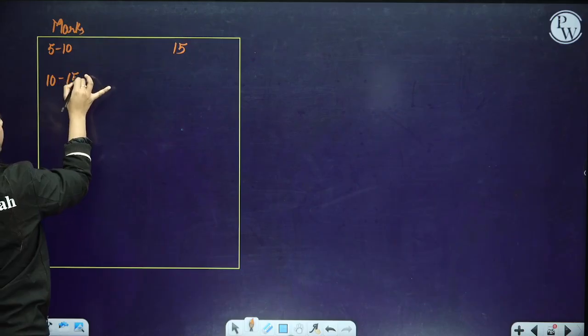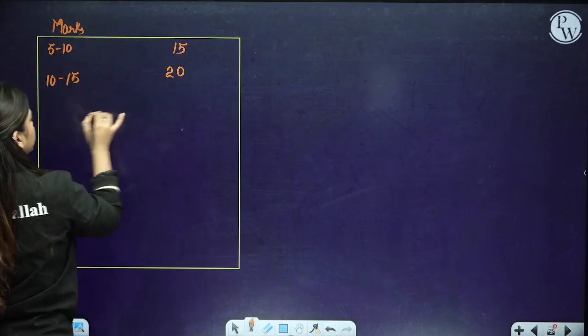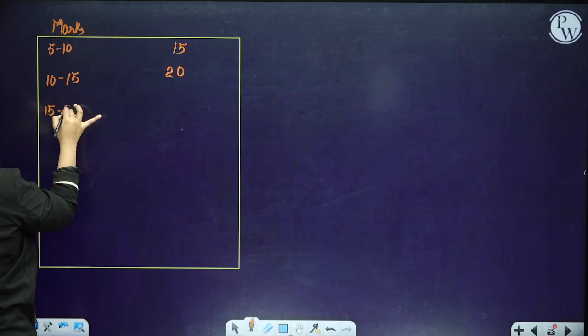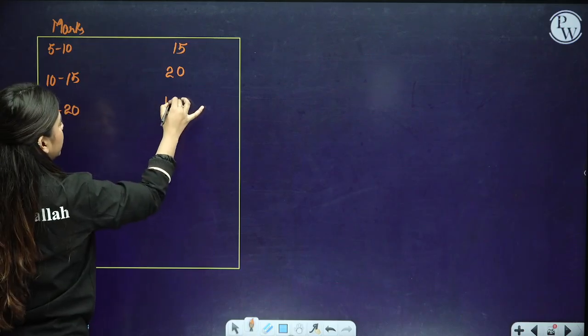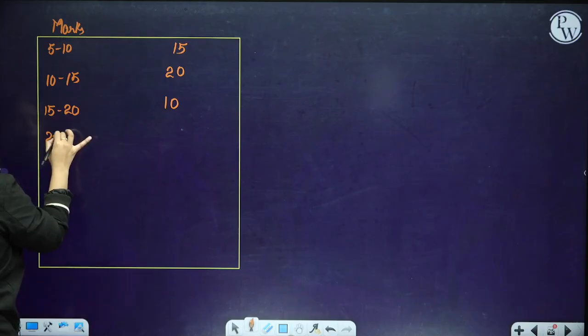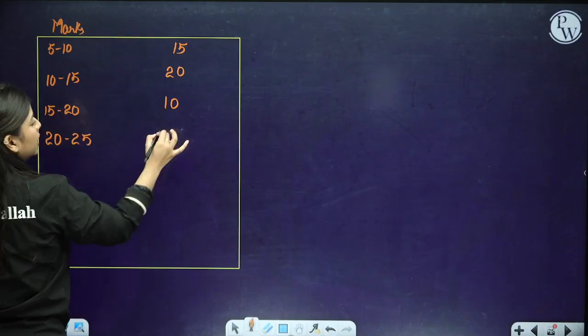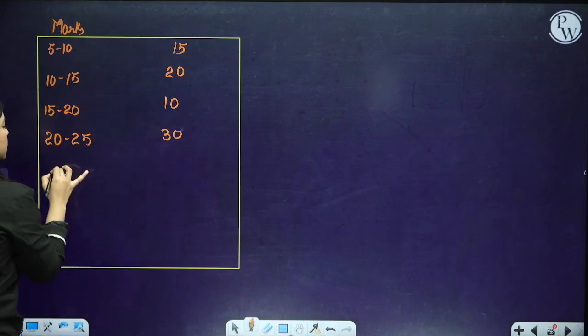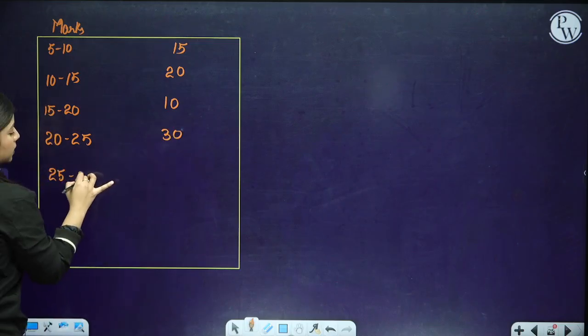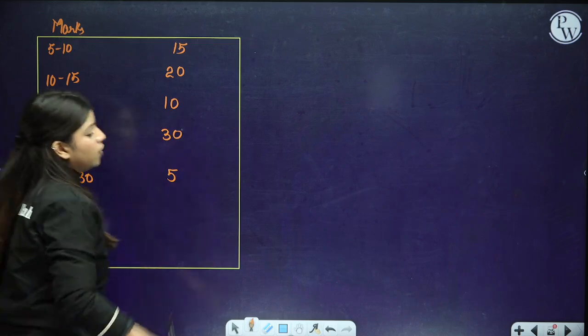10 to 15, let's say 20 people got the marks. Then we have 15 to 20, so let's say 10 people got the marks. Then we have 20 to 25, let's say 30 people have got the marks. And when we talk about 25 to 30, let's say 5 students have got the marks.